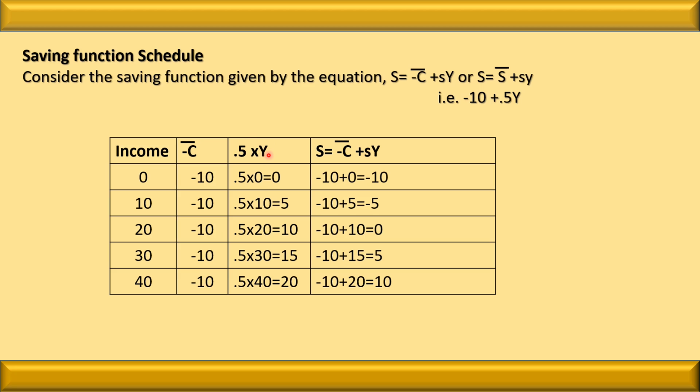The second one is MPS times Y. 0.5 is the MPS. It means the fixed percentage which a person will save out of the increased income. So 0.5 multiplied by 0 is equal to 0, 0.5 multiplied by 10 is equal to 5. The saving becomes minus autonomous consumption plus 0, which is minus 10. When the income is 10, the saving becomes minus 5. When the income becomes 20, it becomes 0. When the income becomes 30, it becomes 5, and so on. So when the income is 20, the saving is 0. It means that when the saving becomes 0, it is called the break-even point.